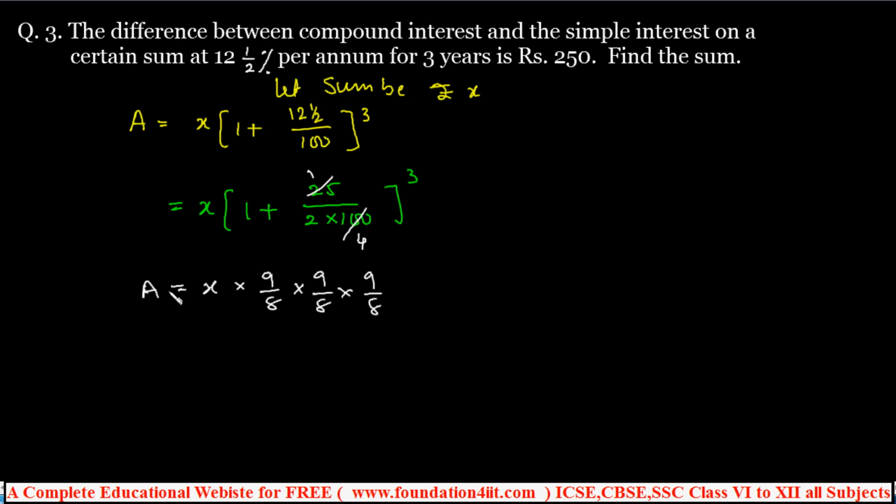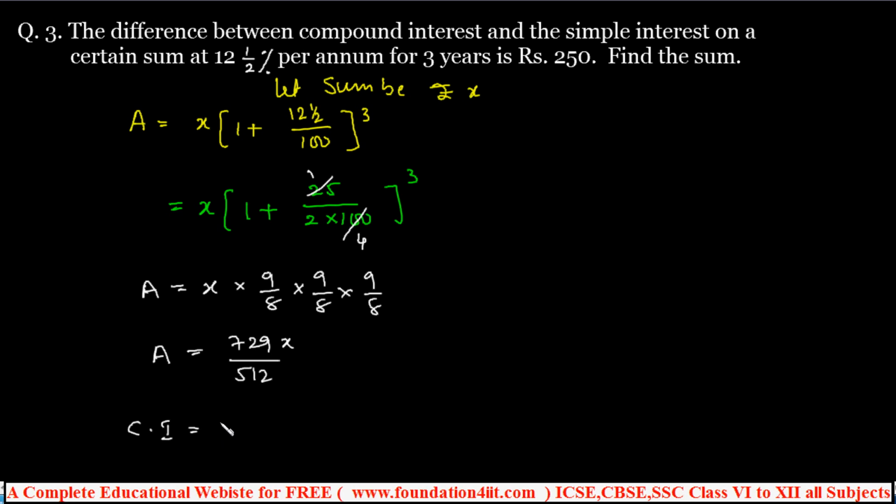This is the amount value. And 9 into 9 is 81, into 9 is 729. So 729 by 8 cube, which is 512, x. X as usual. This is the A value. But we need to know the compound interest.